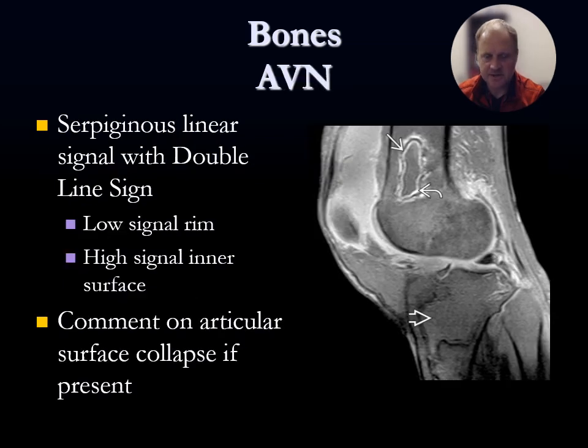Avascular necrosis has a very typical appearance. It has a serpiginous linear signal with double line sign, where there's a low signal rim and a high signal inner surface. Just something to know about. It's not commonly seen around the knee, but it is another finding that would be possible to see on your bones.